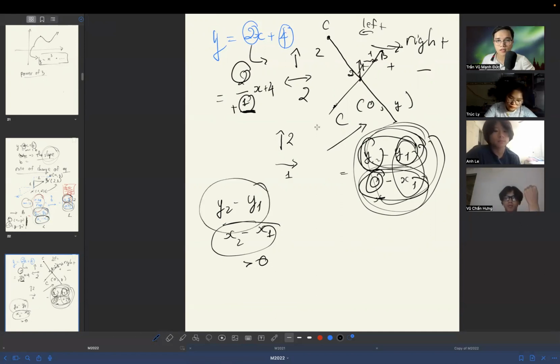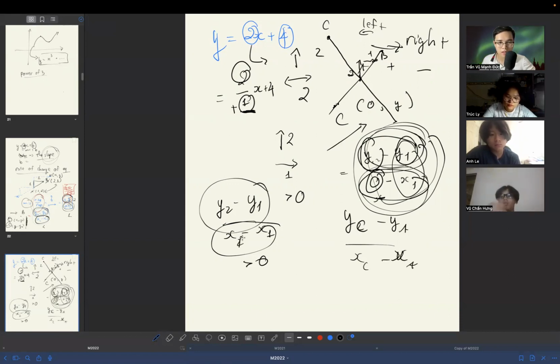y2 is almost certainly bigger than y1, so it will be positive. And this one, I take C: yc minus ya, xc minus xa. This would be b, and this would be a, b, so it will cancel out. yc minus ya will be smaller than 0, or negative, because c is at a lower elevation. And to the left, x will most likely be negative. So they cancel out and become positive, right?